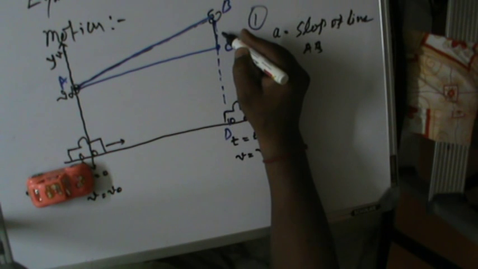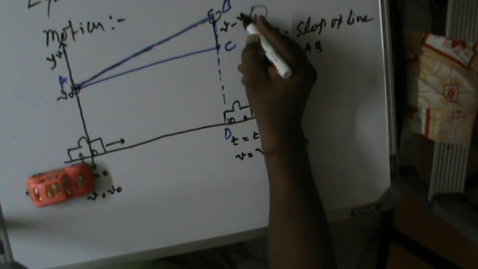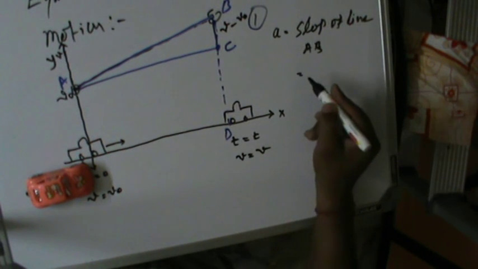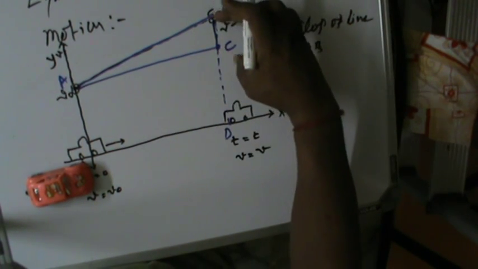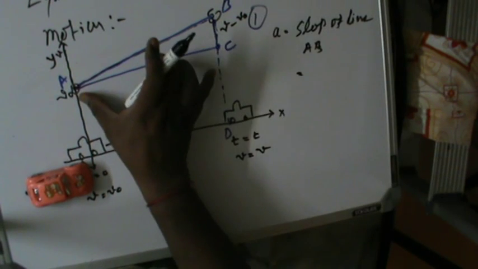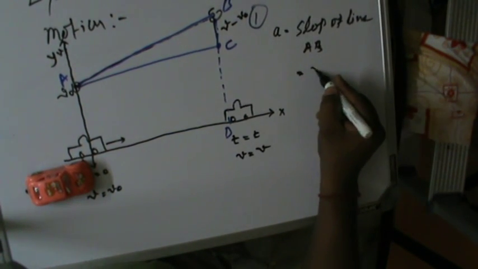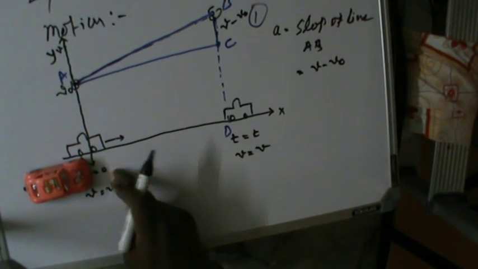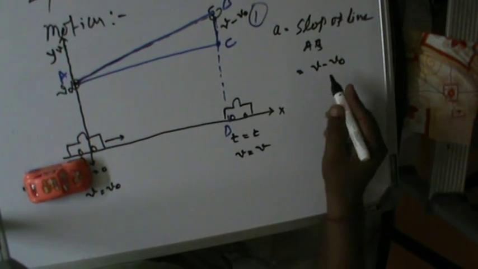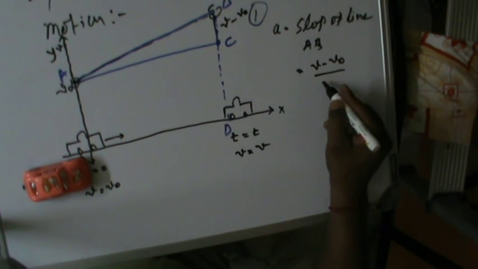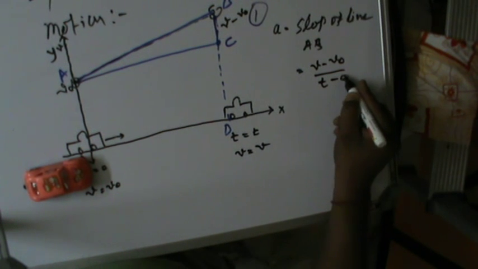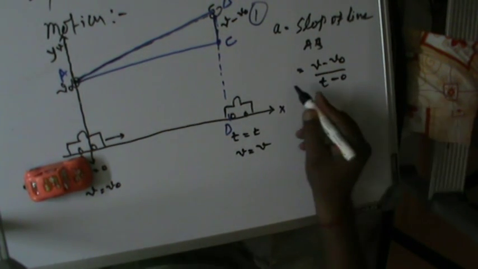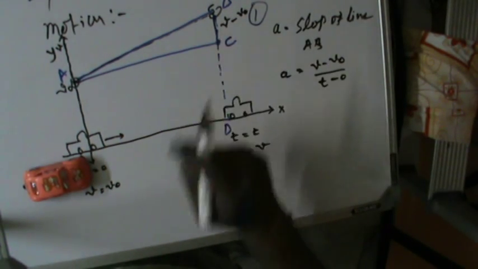We can see in the graph the difference V minus V0. So the slope, you know very well, is BC upon AC. What is BC? That is V minus V0. And what is AC? Total time t minus t0. So total time t is the final time minus the initial time. This is the method calculated by the graph.